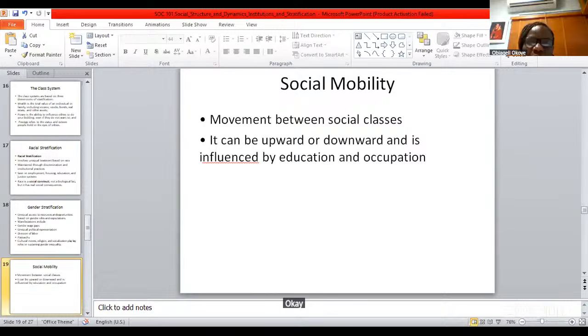This mobility is influenced by education and occupation. Education is a tool that helps one to move up the social ladder. There are some people from poor backgrounds who were able to move up the social ladder because they are intelligent and were able to go to school. So education aids social mobility. Also, some occupations help one to move faster up the social ladder than others.